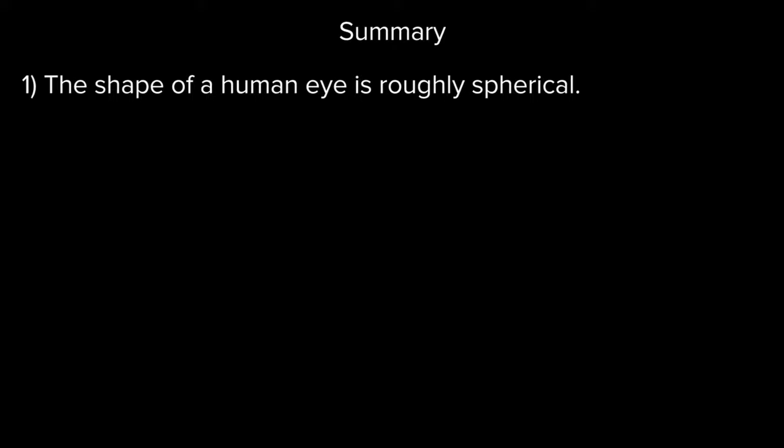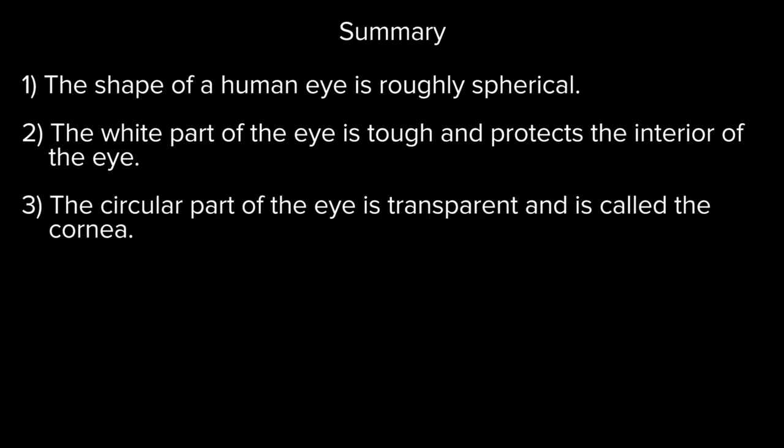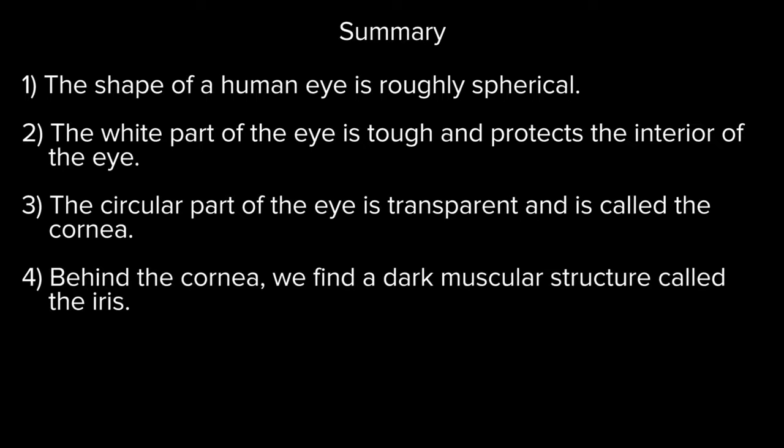First, the shape of the eye is roughly spherical. Second, the white part of the eye is tough and protects the interior of the eye. Third, the circular part of the eye is transparent and is called the cornea. It is transparent so that light can enter. Fourth, behind the cornea, we find a dark muscular structure called the iris. The iris controls the amount of light entering the eye.